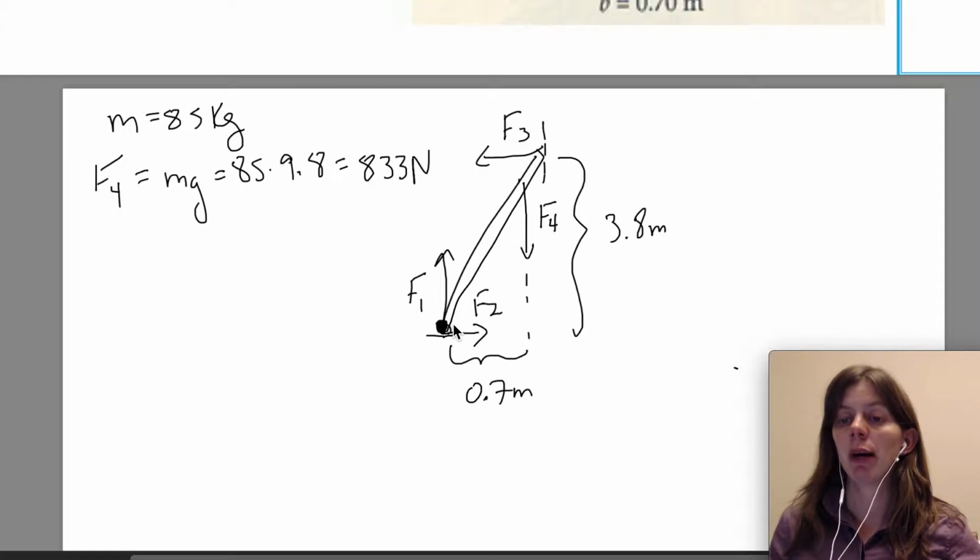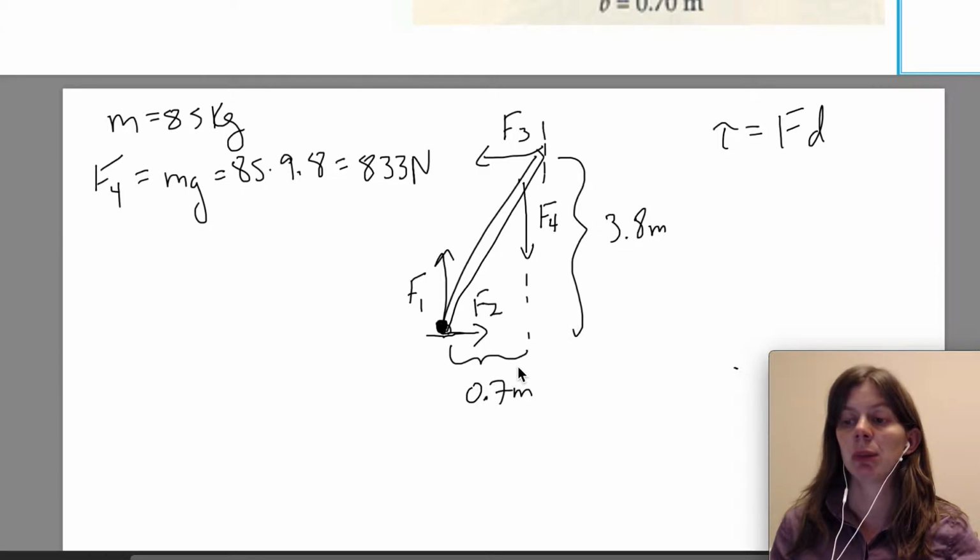What we need to figure out is which definition of torque we're going to use to solve our problem. I'll give you a hint: if the object is diagonal, then most often you will use torque equals Fd. So can you see why the problem actually gave us these distances, 3.8 and 0.7 meters? Did you say that it's because those are the distances d, the lever arms, also called moment arms?